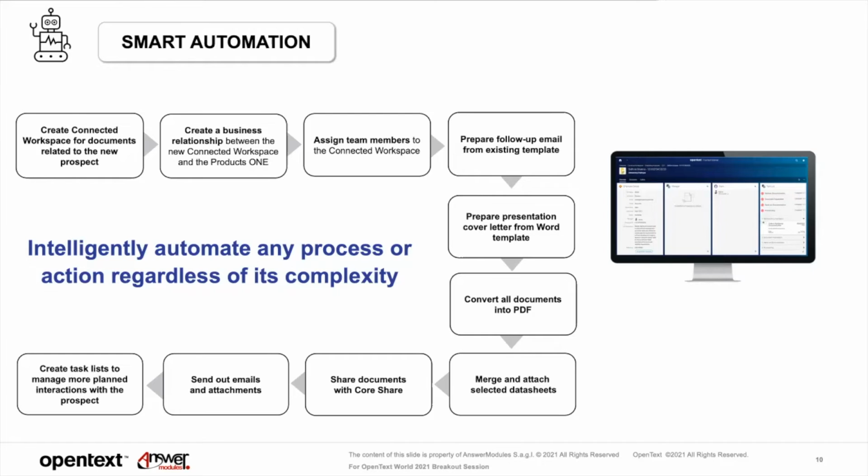And what I have on the screen might seem like a pretty complex chain of actions. So we're creating a connected workspace. We're creating the business relationships. We're adding team members to that connected workspace. Then we're creating some elements, emails, and some Word documents. We're converting them to PDF, and then we're sending them out or sharing them through other systems such as Core Share, email, etc. And this might seem like a fairly complex chain of events, but to the end user, it's actually just a matter of one click.